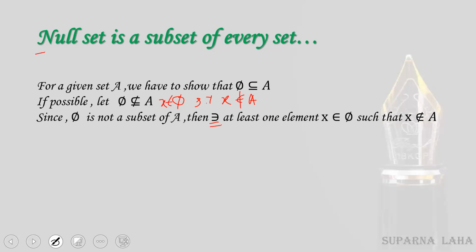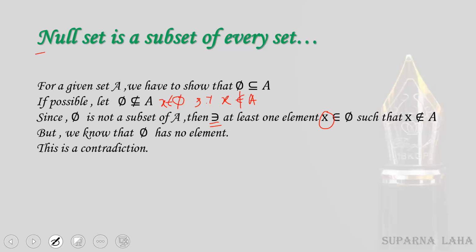Now X does not belong to A and X is in phi, but what is phi? Phi is a null set. If the null set has no element, then we can't find any X that belongs to phi, right? So this is your contradiction. If this is a contradiction, then you can say that our assumption is wrong. That means the assumption that phi is not a subset is wrong. So we can say that phi is a subset of A. Hence phi is a subset of A.